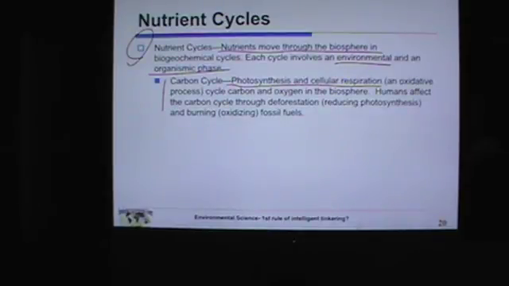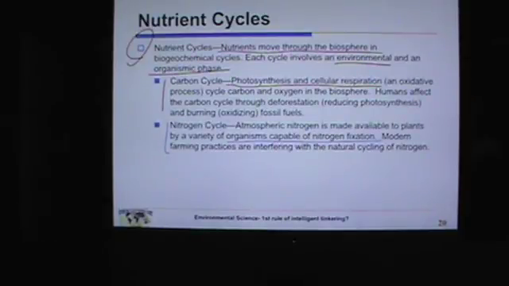It's an oxidative process that cycles carbon and oxygen in the biosphere. We affect the carbon cycle, well, just through breathing, but also when we cut down forests, because that reduces the amount of photosynthesis, and burning fossil fuels, oxidizing them essentially, turning them into carbon dioxide and energy and water.